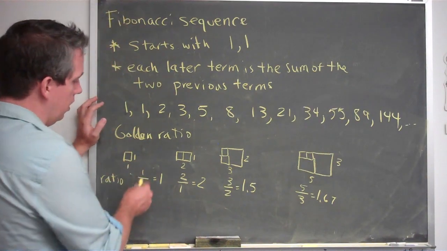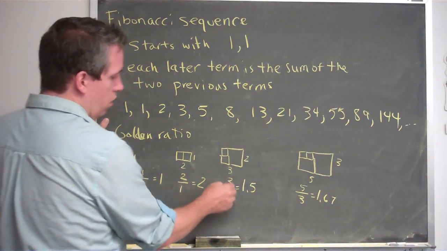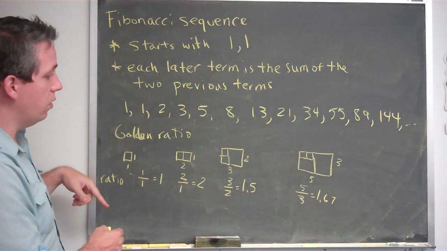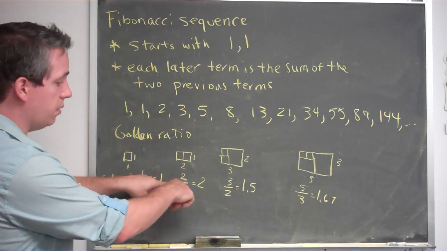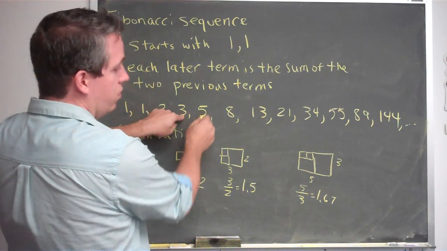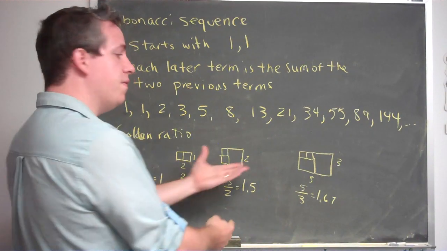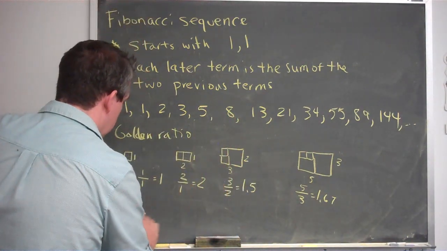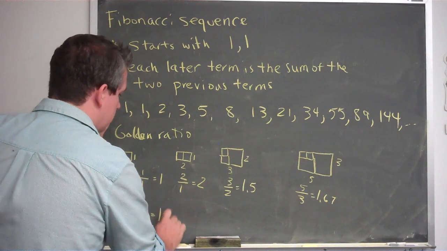But notice what I end up getting. I get 1 over 1, 2 over 1, 3 over 2, 5 over 3, right? And if I keep on going, I'm going to get closer and closer. But these numbers that I'm dividing, notice where they're coming from. 1 over 1, 2 over 1, 3 over 2, 5 over 3. So what's the next one? You don't even have to draw the rectangle. It's 8 over 5, which is equal to 1.6.